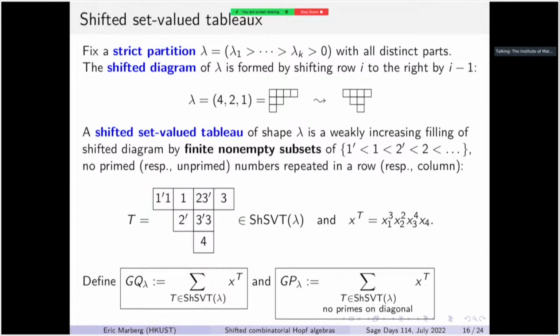Okay, but there's no relation between set-valued tableaux and shifted set-valued tableaux, right? I mean.